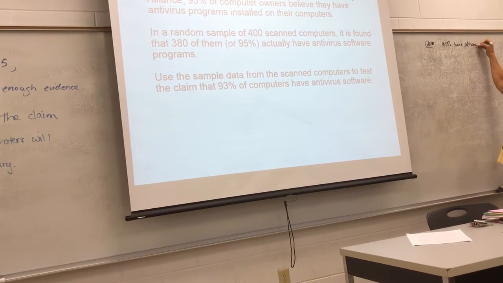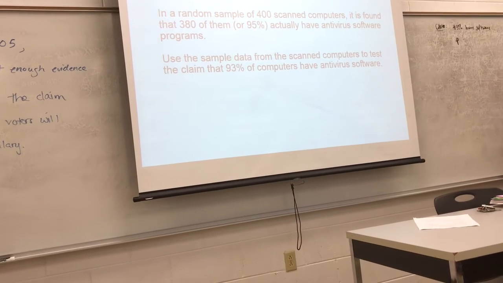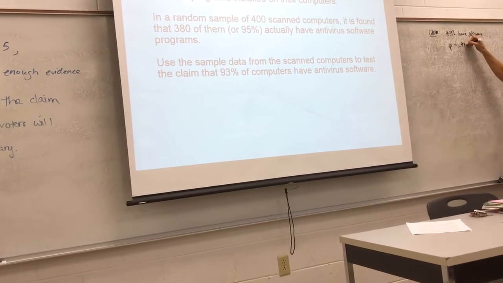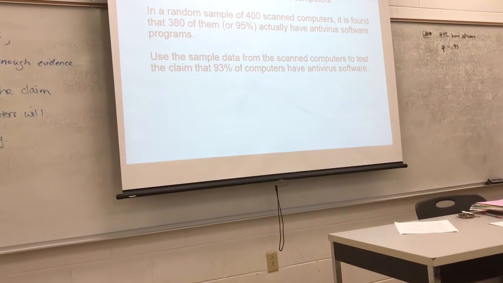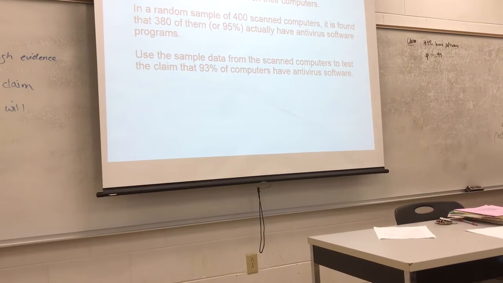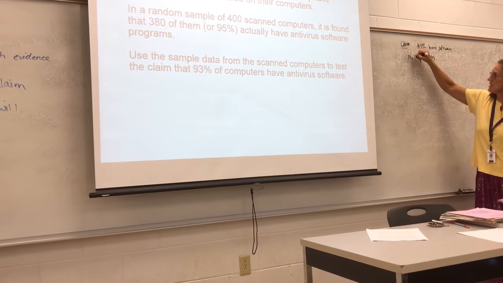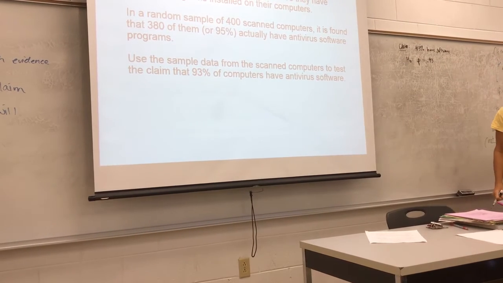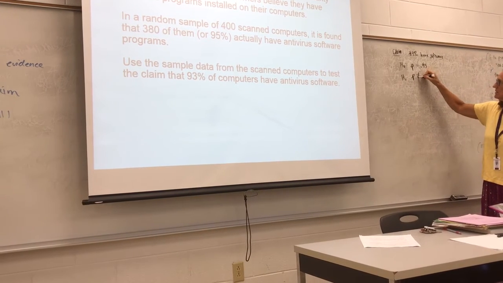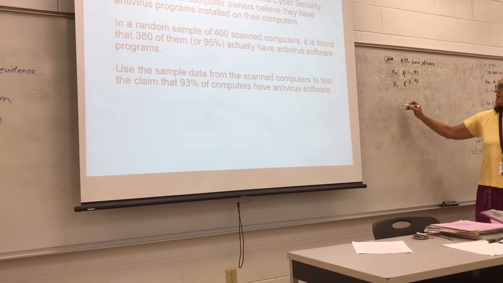So if we write that in symbols, it's p what? Equals, greater, less than? Equals. Okay, because they didn't say more than 93% or less than 93%, or it's not 93%, they just said 93%. So that's in symbols, and because it's equals, that's got to be our null hypothesis. So the alternate hypothesis in this case is going to be not equal.